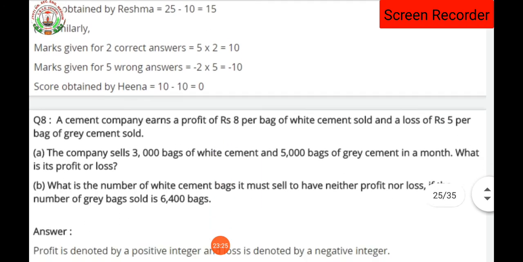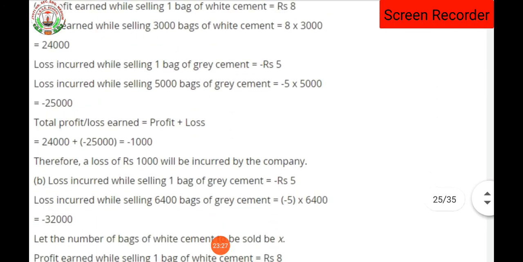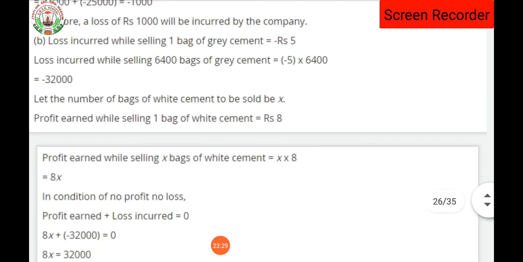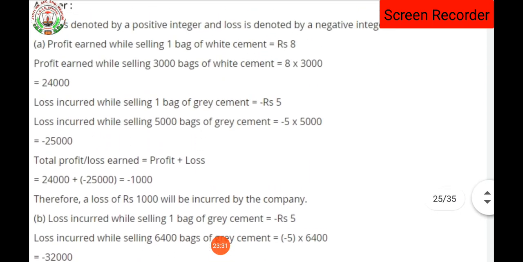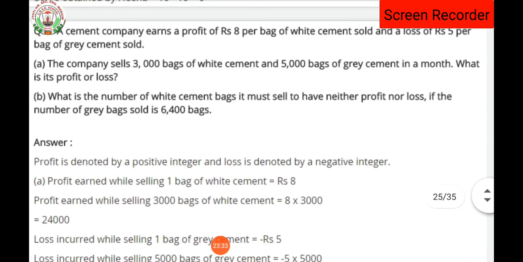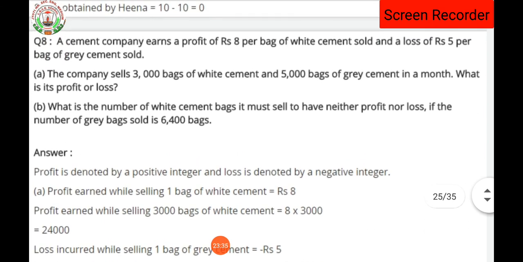Clear everyone? So here the next question is the 8th. The 8th question is a very long question, students. So tomorrow I am going to explain the 8th question to you. So read the question very carefully. Tomorrow we will have the class for the 8th question. So for today, thank you everyone.